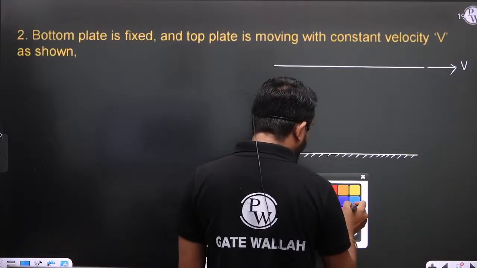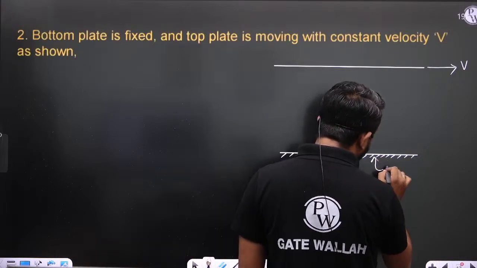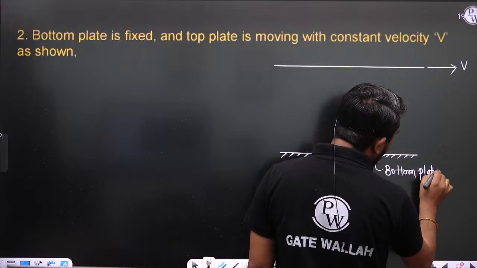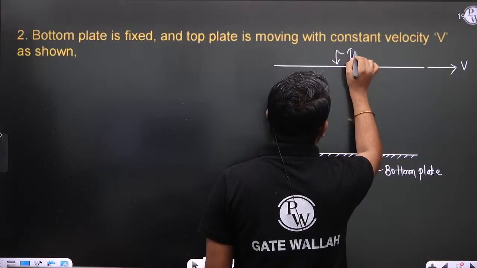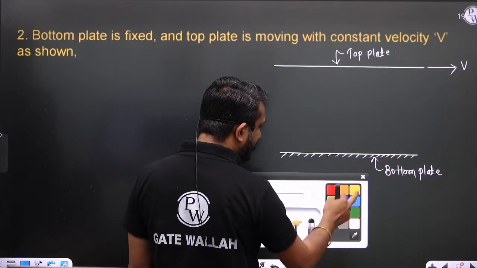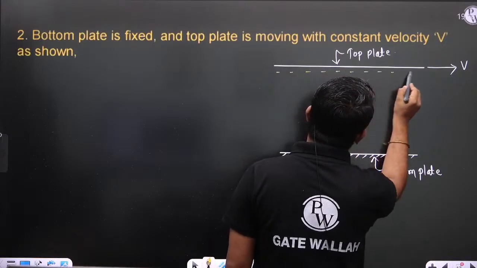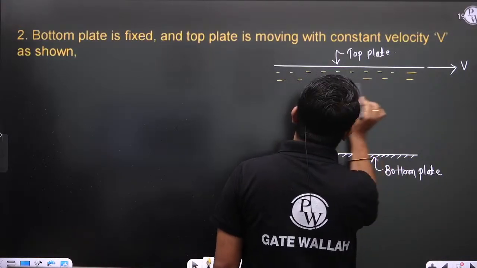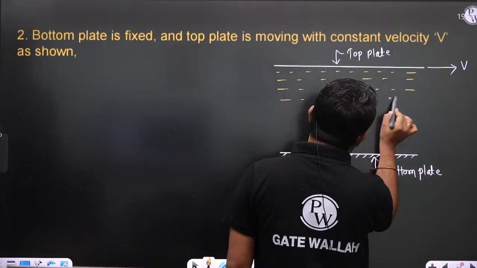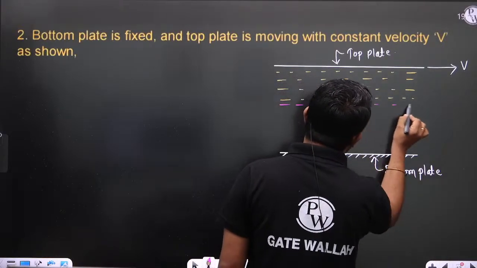And in between the top plate and the bottom plate, this is the bottom plate, this is the top plate, right? And in between these two plates there is a liquid. So let us consider this is liquid number 1, and let us consider this is liquid number 2.